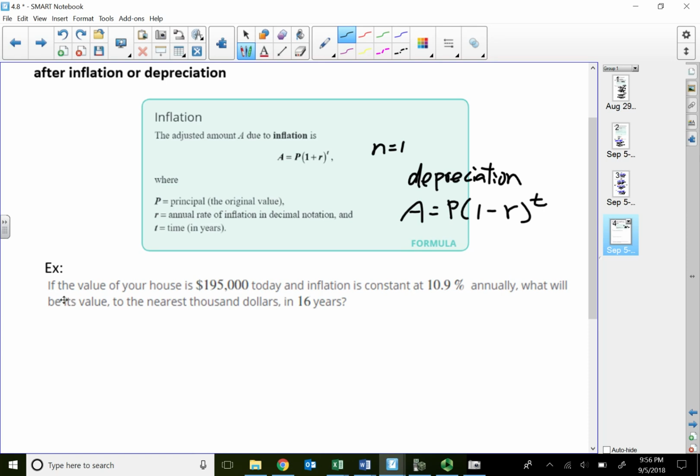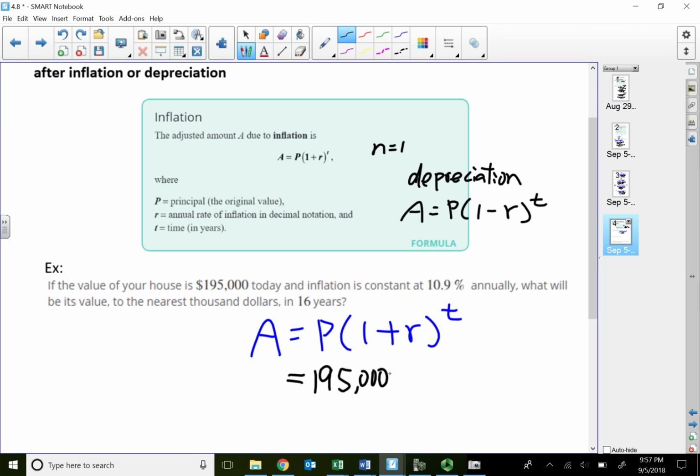All right, so this example is actually a good thing. If you own your house, the value of the house is $195,000 today. Depending on the housing market, inflation is constant at 10.9% annually. So when you see the wording inflation, you think about this modified compound interest formula. All right, what would be its value to the nearest $1,000 in 16 years? Okay, 16 years later.